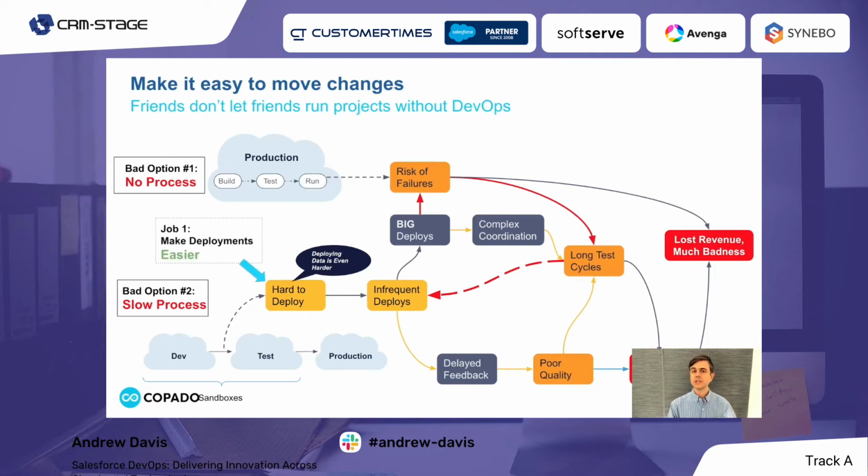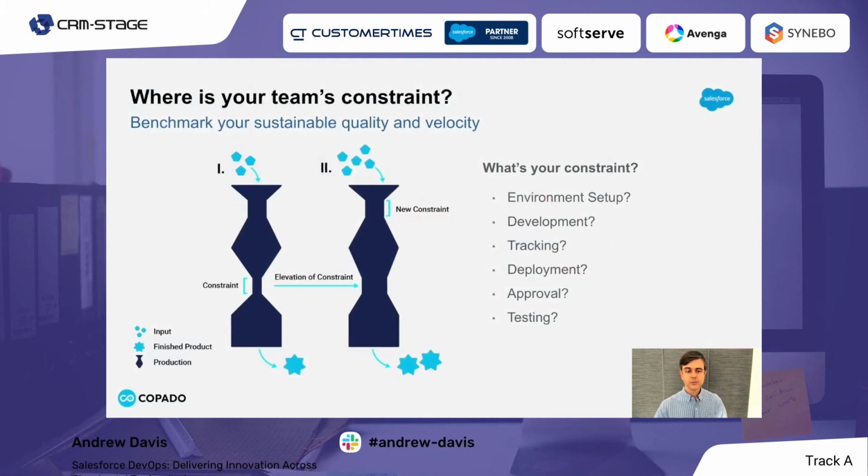So the first thing you need to do is to make your deployments easier. And that's the first thing you need to target to begin to remedy this situation. So this is getting into this concept known as the theory of constraints. And the theory of constraints has been very, very popular, very highly regarded and adopted as really a key set of ideas in the DevOps community.